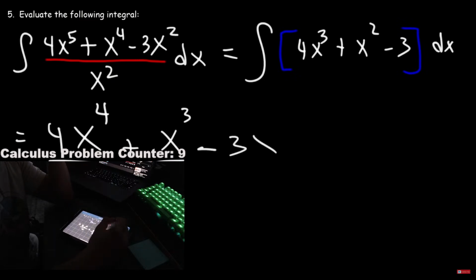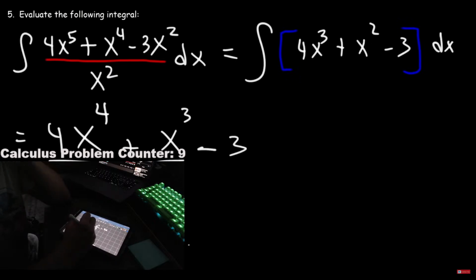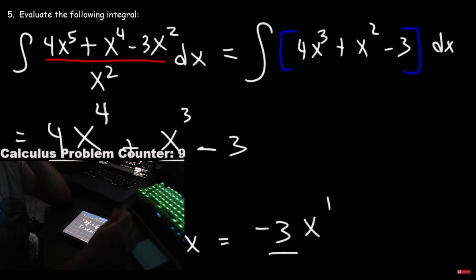Negative 3 is the same as negative 3 times x to the 0, because anything raised to the 0 power is 1. And so you can think of it this way: if we add 1 to 0 and then divide by the result, we're going to get negative 3x. So that's the antiderivative of negative 3.